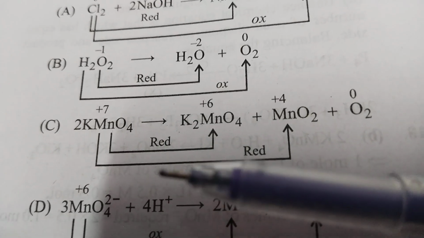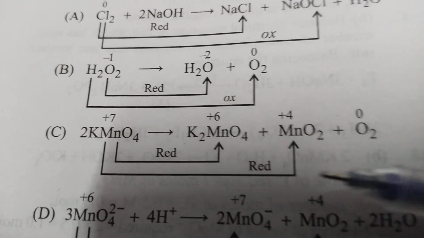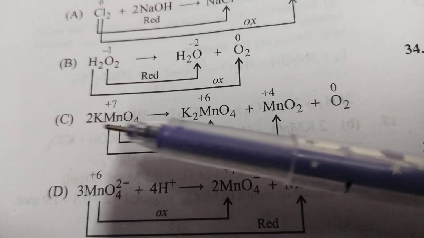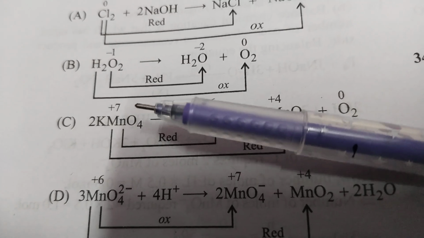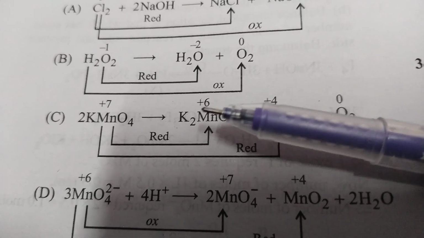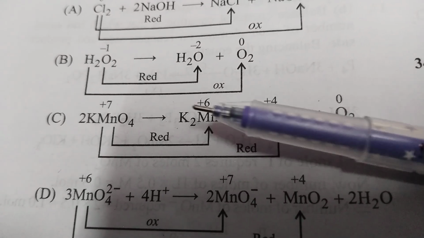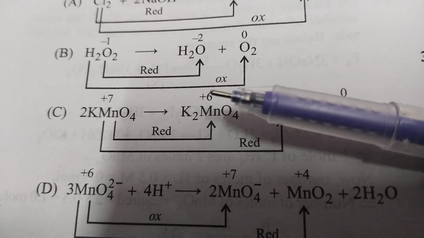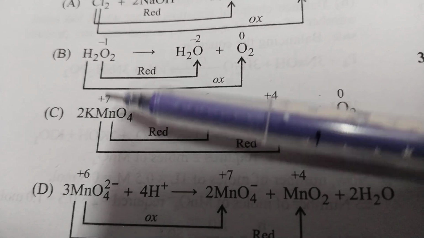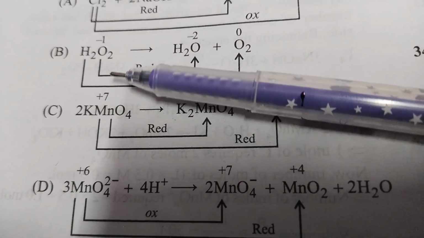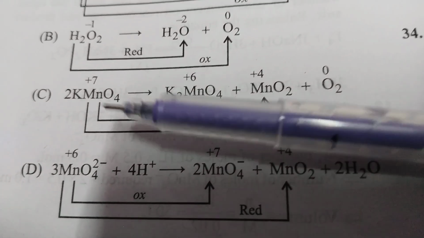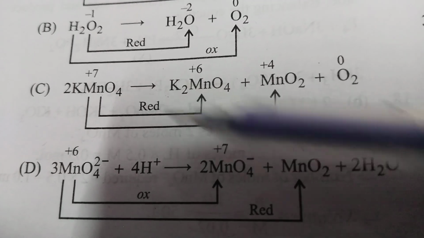Here is potassium permanganate decomposition: K2MnO4 and MnO2 plus O2. Here manganese oxidation number is plus 7. You can calculate: potassium plus 1, oxygen minus 2, so manganese has plus 7. In K2MnO4, oxygen is minus 2, potassium plus 1, and if you calculate, manganese is plus 6. In MnO2, manganese is plus 4. So plus 7 to plus 6 is a decrease, which is reduction. Plus 7 to plus 4 is also a decrease. Here decreased, here also decreased. There is no question of an increase, no question of oxidation.